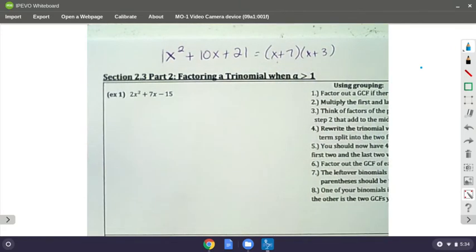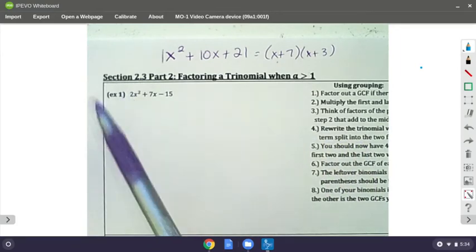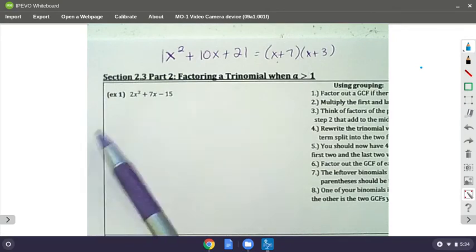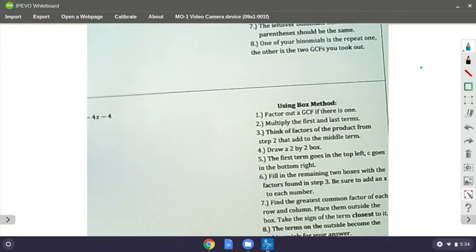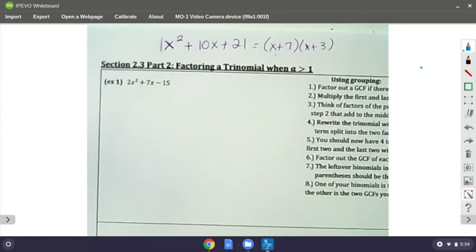And so there's actually several different ways you can factor something like this. There's a guess and check method, and then I'm going to show you two different methods today. One I call using grouping, and one I call using a box method. They do have some similarities, but I'm going to let you choose which one you think you want to use.